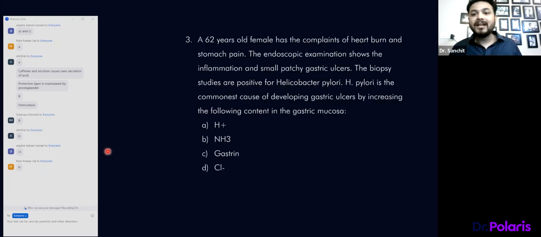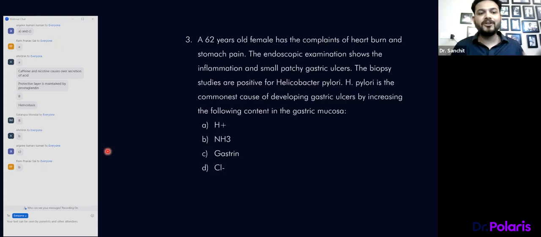What will ammonia do? As soon as ammonia gets increased because of this H. pylori specifically, it will lead to disruption of our protective layers. It will straight away percolate in our gastric lining and destroy it. Once our lining is destroyed, what is that destruction in the lining called? It is called an ulcer.